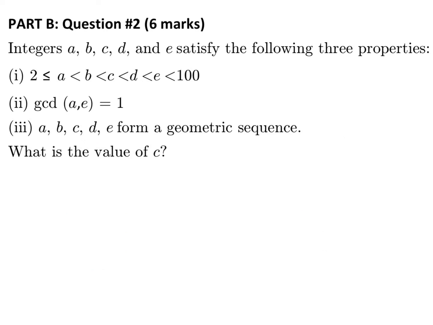Integers a, b, c, d, and e satisfy the following properties. a is greater than or equal to 2, b is greater than a, c is greater than b, d is greater than c, e is greater than d, and 100 is greater than e. The greatest common divisor of a and e is 1, and a, b, c, d, and e form a geometric sequence. What is the value of c?